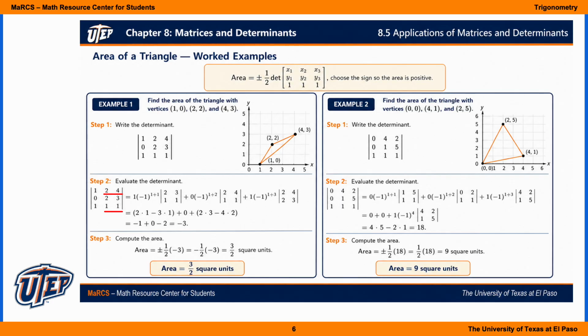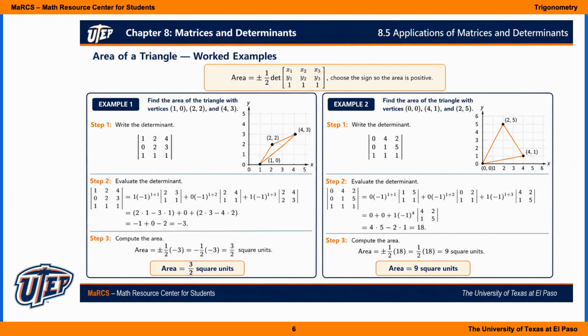And then our last coefficient is 1 times -1 to the 1 plus 3, and we will be using those entries for our submatrix. Now we can compute the determinant, and the 0 term will vanish since we're multiplying by 0. So after doing that, we'll have -1 plus 0 minus 2, and that is equal to -3 for our determinant.